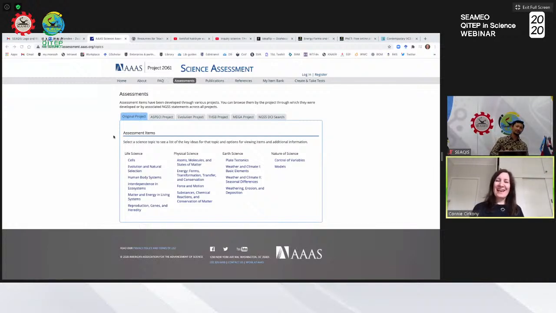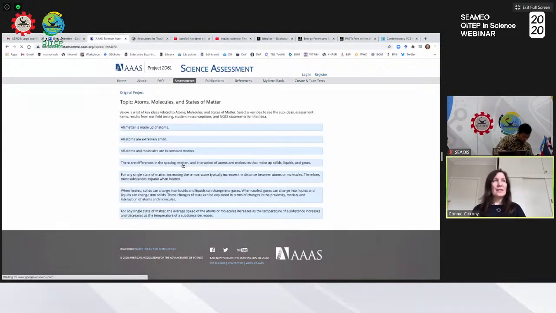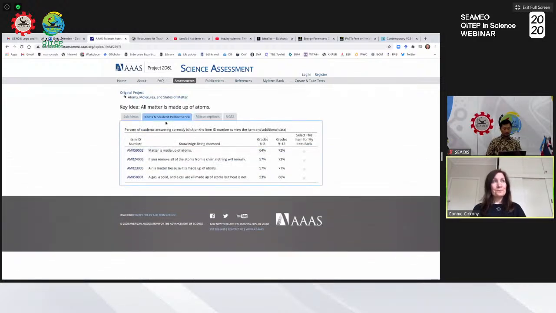It's from the American Academy of Science, and you can see it outlines a number of concepts across life, physical, earth, and nature of science. This is a really valuable site for identifying the key concepts in each of these topic areas, and also what are called misconceptions or alternative conceptions. So I'm just going to click on, for example, physical science. Say we're studying states of matter, and you want to find out what the key concepts associated with states of matter are. Here you see a list of possible concepts. Let's click on all matter is made of atoms. All right, there's a list of sub ideas here.